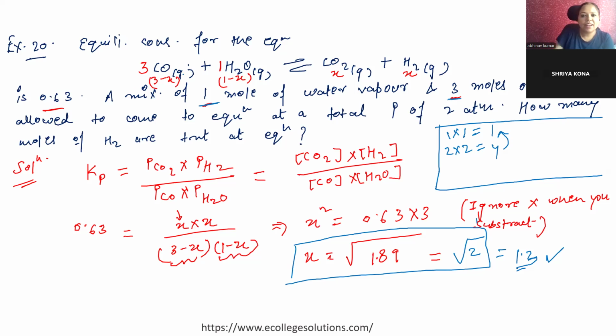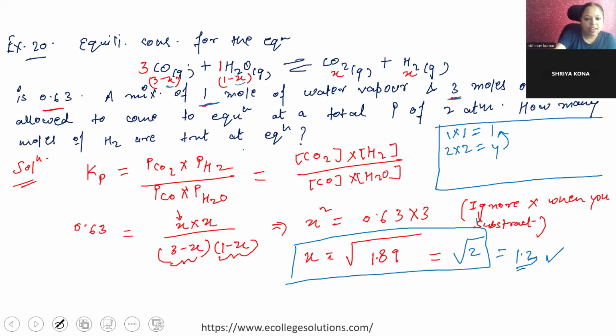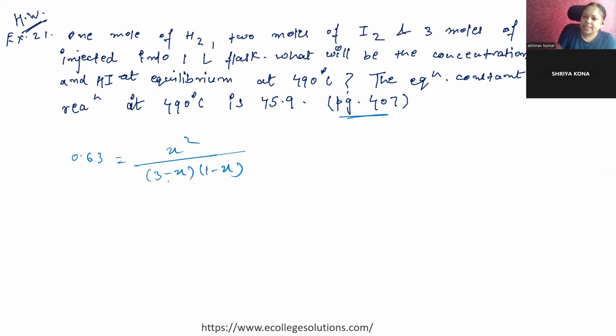But the point is, how can you get the exact value without considering these two as zero? I understand your question. If I do the same exercise on the next page, it is 0.63 equals x squared over 3 minus x into 1 minus x, right? If you do not make these two x as 0, the equation will look like x squared equals 3 minus x into 1 minus x into 0.63, right?